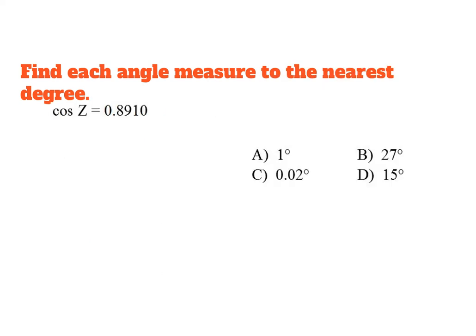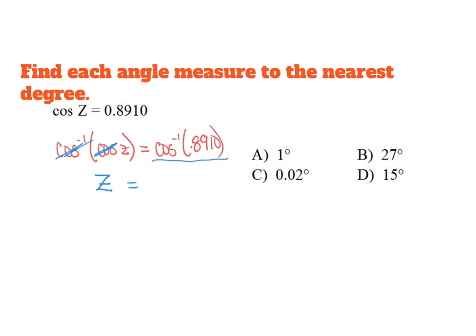Now you try. Find the angle measure to the nearest degree. We are using cosine, so we would find the degree measure using inverse cosine. Using my inverse cosine, that will cancel out the original cosine, so I can be left with my variable z. Then I am going to plug this into my calculator. Make sure that whatever calculator you're using is in degree mode, otherwise your answer will be wrong.